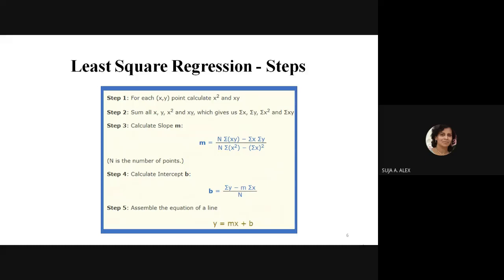The next step is very important. We are going to find the optimal value of the slope parameter m equal to n into sum of xy minus sum of x, sum of y divided by n into sum of x square minus sum of x the whole square. Here the term n denotes the total number of points in a data set. Next step is also important, we are going to find the intercept parameter b equal to sum of y minus m into sum of x divided by n, where m is the slope we just determined. So now we got the value for m and b.